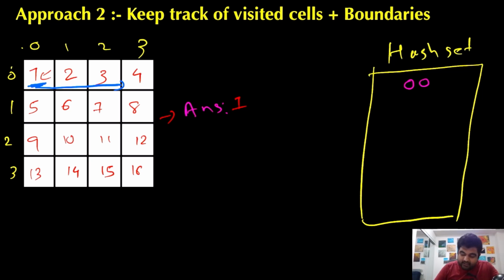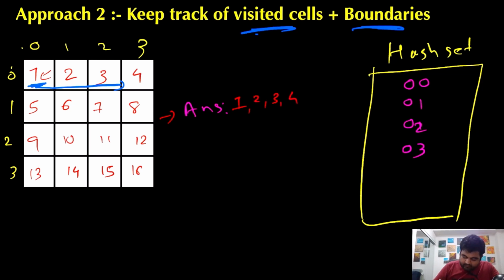Remember, either a boundary or a visited node, we are keeping track of both. At the same time we are going to add all the entries. In this case we would have added entries like 00, 01, 02 and 03. All the things we have added to the hash set, we have also added to our answer, since we have already traversed these nodes 1, 2, 3 and 4.